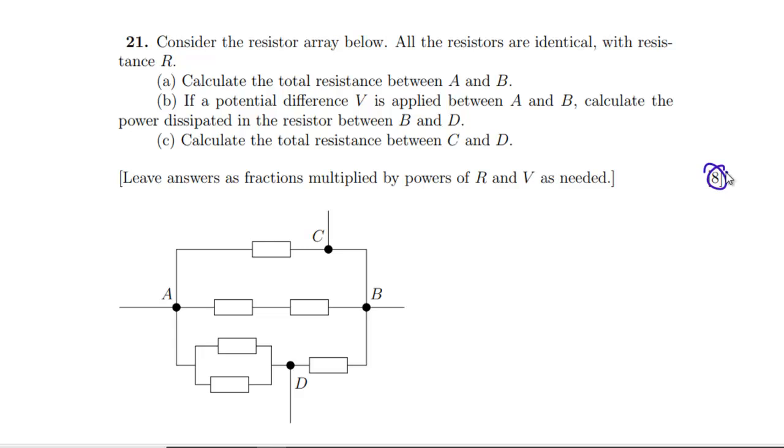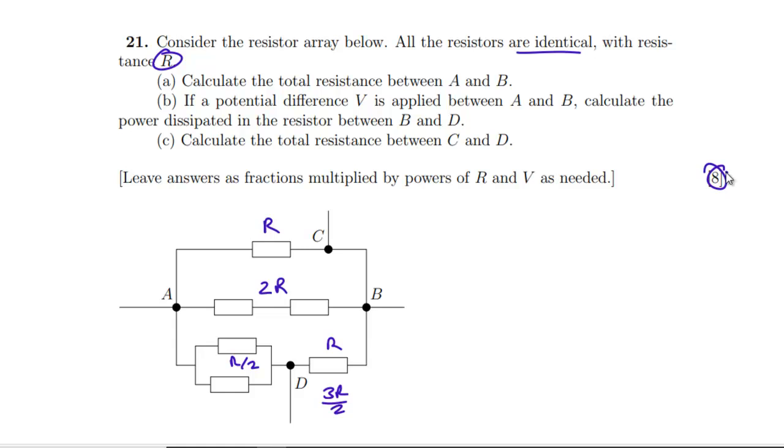We've got our resistor array they've drawn here. All the resistors are identical resistance R. So calculate the resistance between A and B. Right, so we can ignore C and D altogether and we can just add these bits up. So we've got R on that bit, 2R on that bit. That's going to be an R over 2. We've got an R there, so we've got a 3R over 2 on the bottom bit.